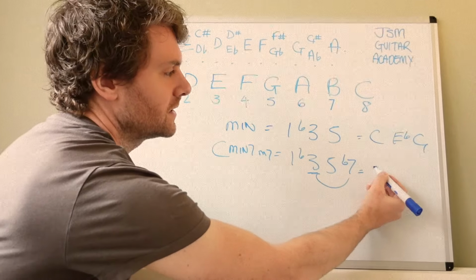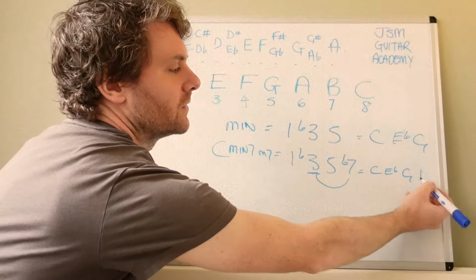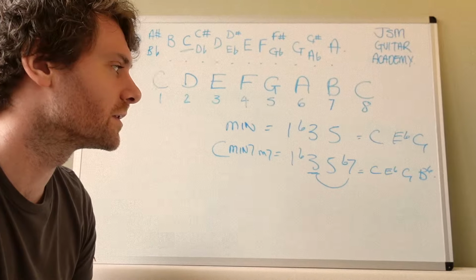That's going to give us a C, an E flat, a G, and also that B flat as well, okay? Hoping that makes sense so far. Let's keep going with this.